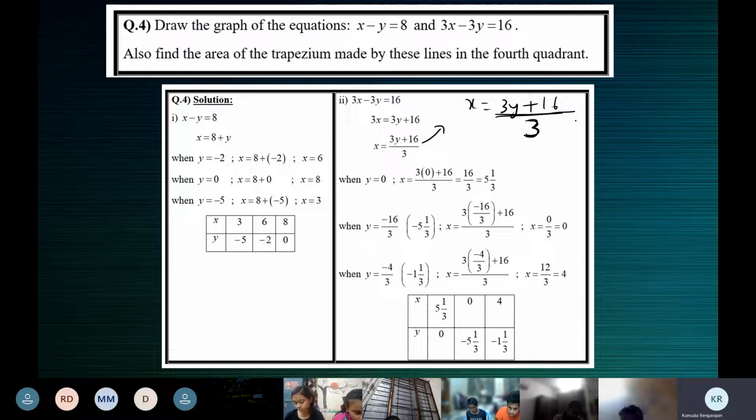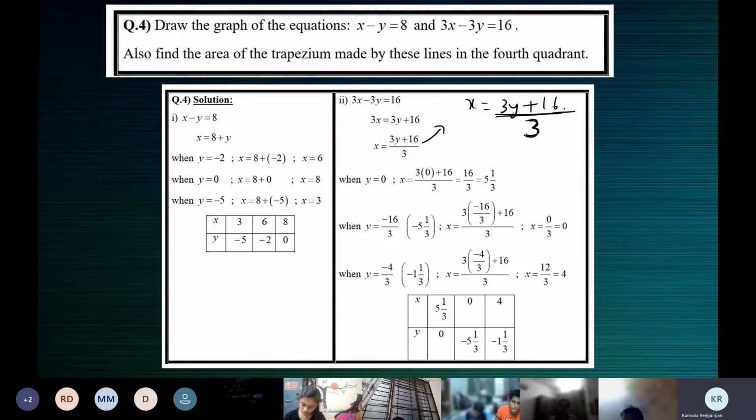Because if it is 0 by 3, then it is 0. If it's 3 by 3, 1. If it's 6 by 3, it is 2. 9 by 3, it is 3. So the preferred values in the numerator are 0 or multiples of 3.